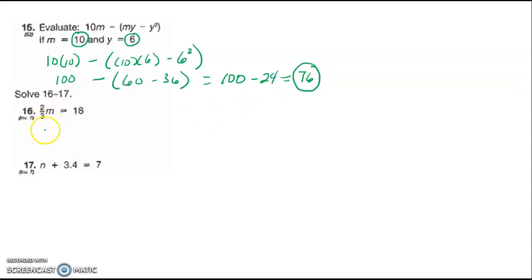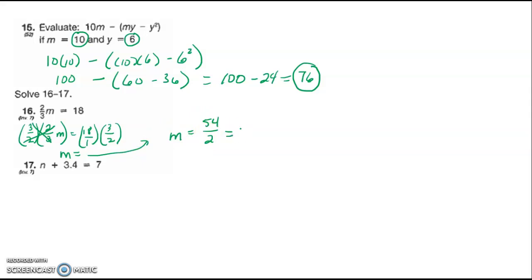Here I'm going to have to multiply by the reciprocal. So I have 2/3 m is equal to 18. I multiply this by 3 over 2, which means I'm going to make this a fraction and multiply it by 3 over 2. That means this is going to cancel, and I get m is equal to 18 times 3. Let me pull this over here. M is equal to 54 over 2, which is 27.